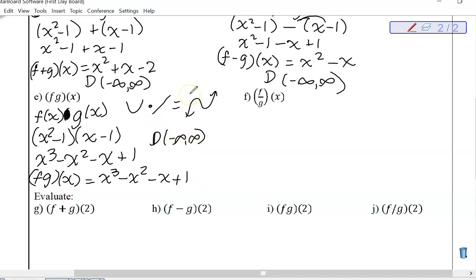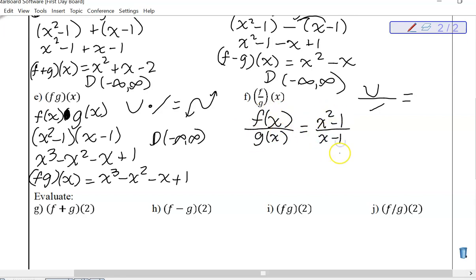Now, if when you multiply a parabola times a line, you get a cubic, what do you think is going to happen if you divide a parabola by a line? Parabola over a line. Let's see if you're right. You guys are pretty smart. f of x over g of x equals x squared minus 1 over x minus 1, with the added restriction that x cannot equal 1, because that would make a 0 in our denominator. So there's an asymptote or there's a hole.